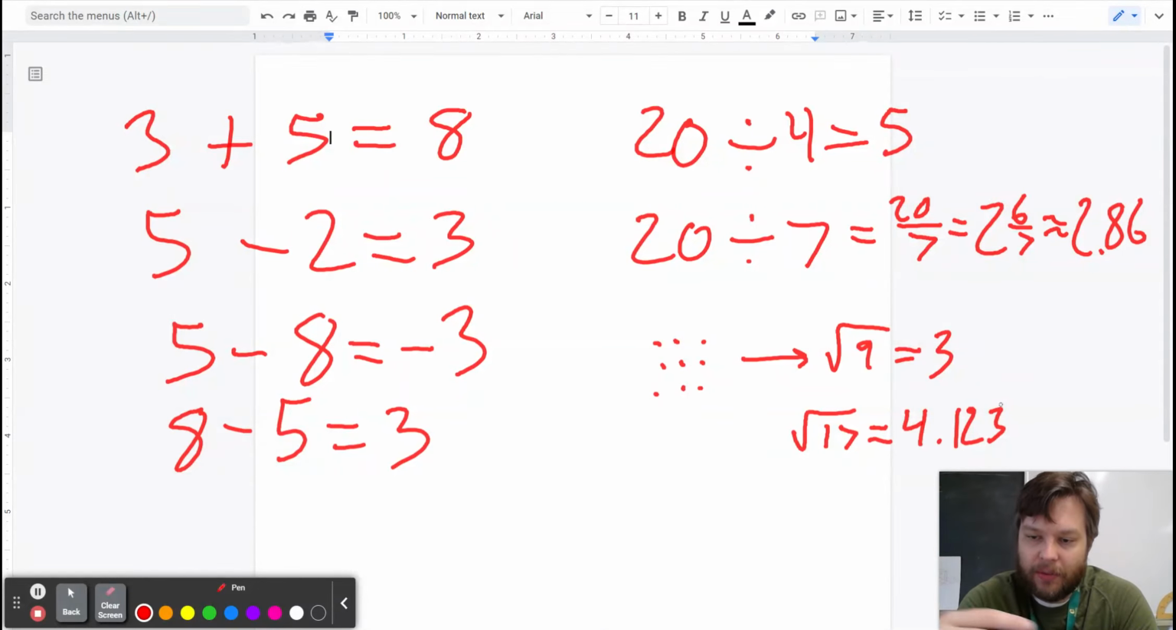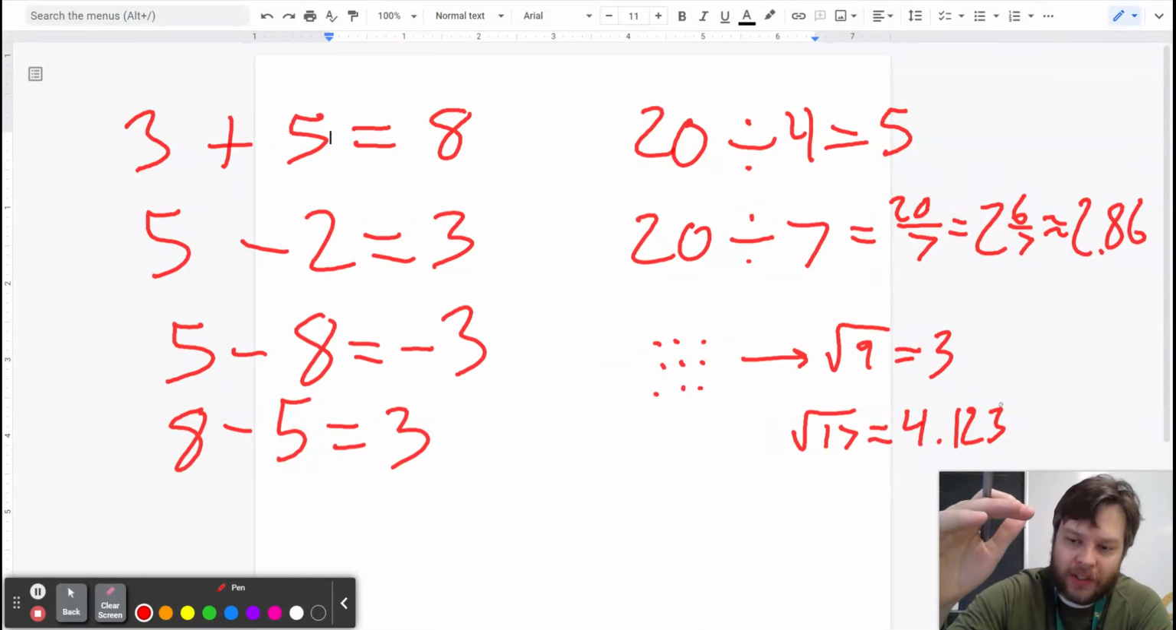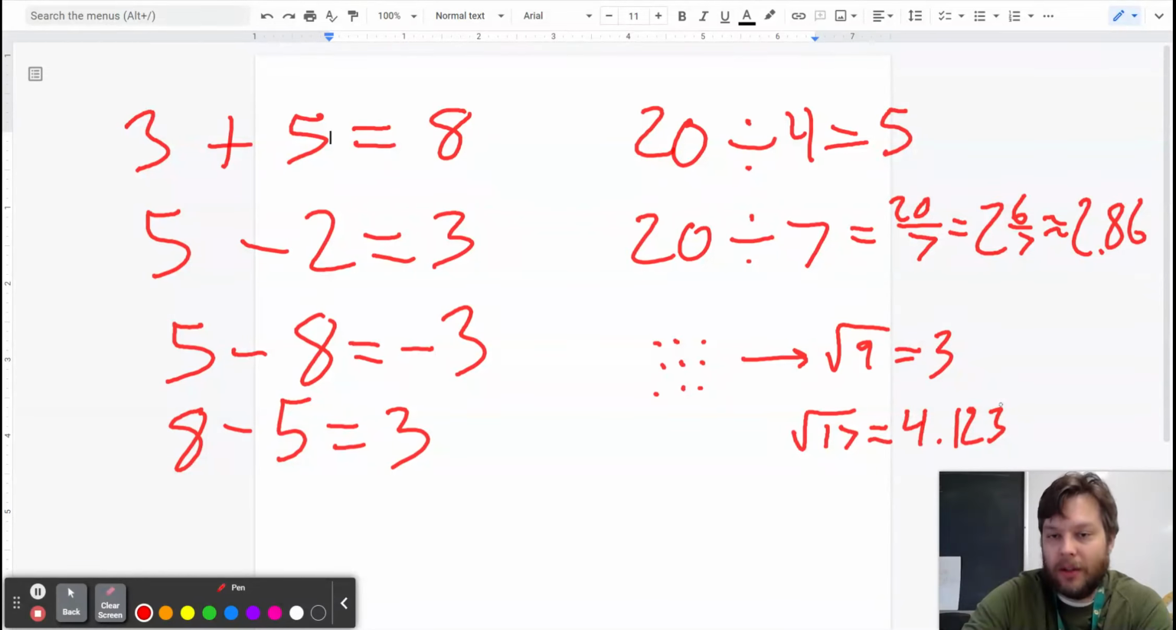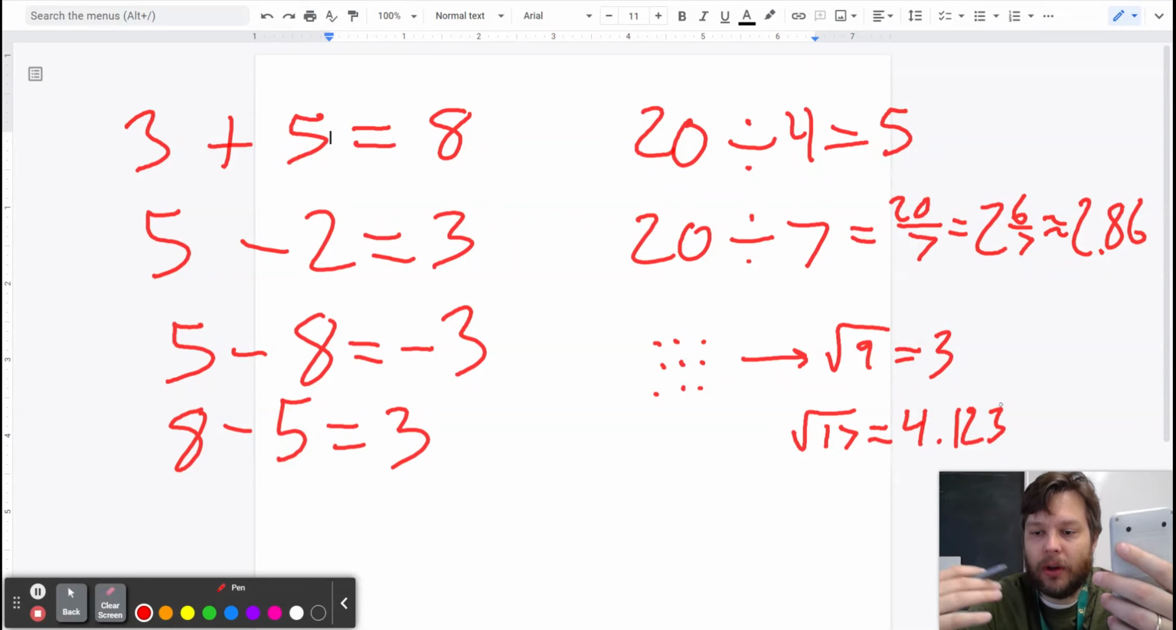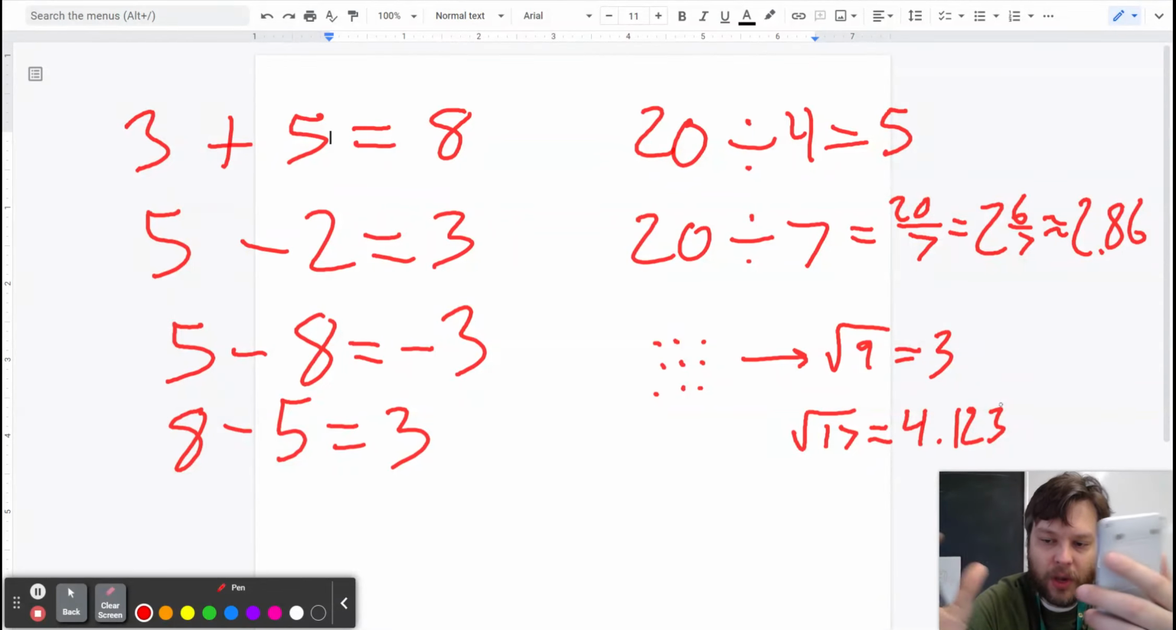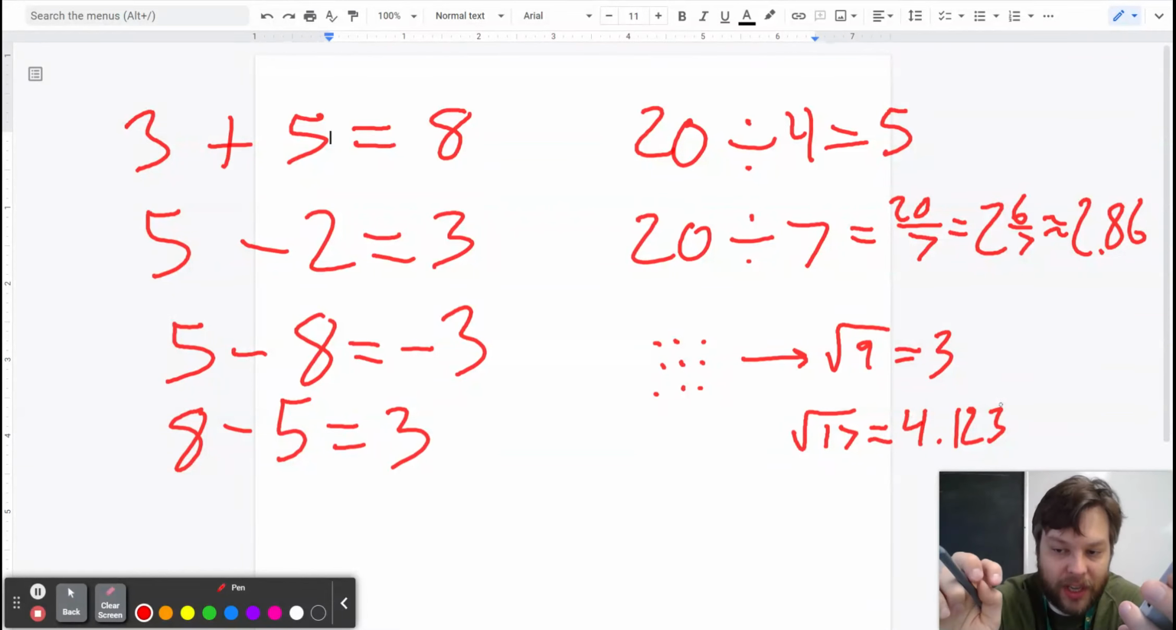So I'm just trying to give you examples of times in your life, and actually if you go back through the history of mathematics, 0 wasn't a number until it was. Negatives weren't numbers until they were. Fractions, decimals, irrational numbers like the square root of 17, these were all controversial at different times, and it's okay to feel weird about whether or not they really count as numbers.